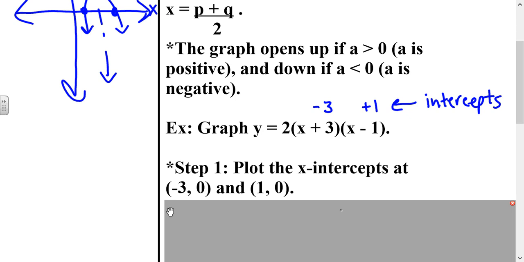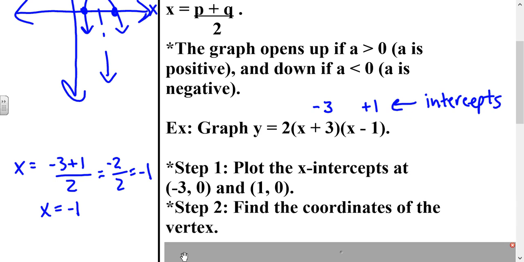Then we need to find the middle of those so that we can figure out our axis of symmetry and our vertex. So the middle of these points is going to be where the axis of symmetry is. So if I add these together, I can do the equation (-3 plus 1) divided by 2. Well, that would equal -2 divided by 2, which would equal -1. So the line x equals -1 is the axis of symmetry. That's the middle of these 2 points.